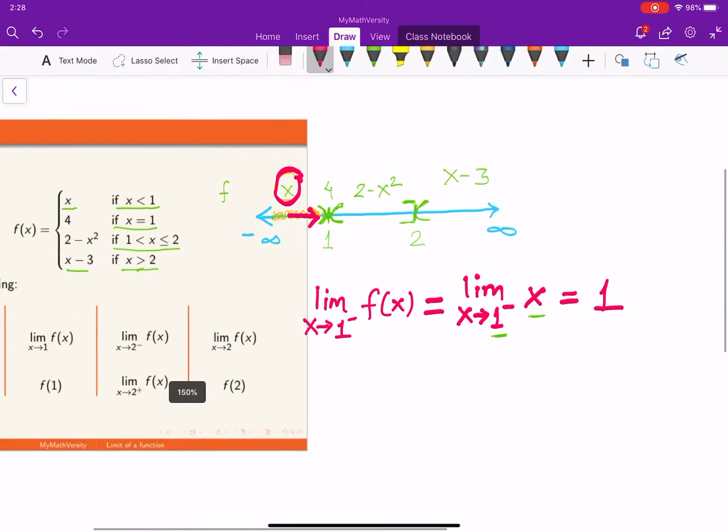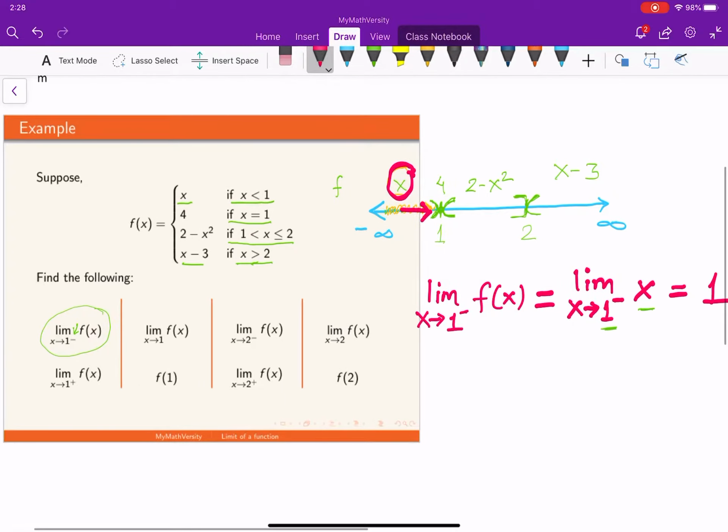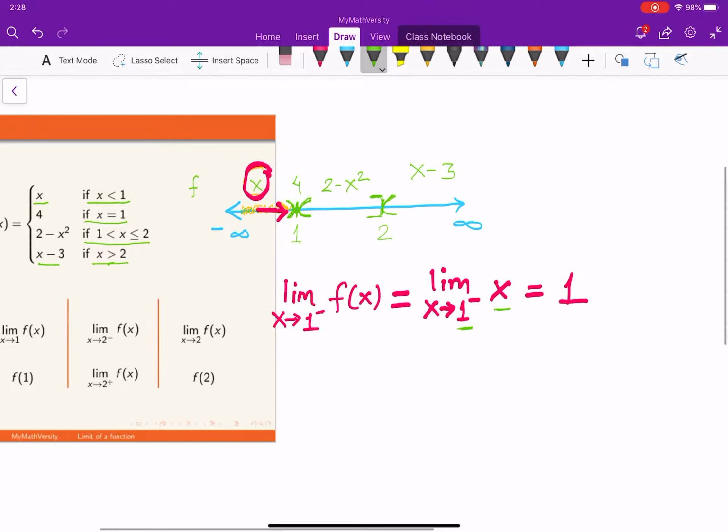Similarly, the next problem is to find the limit of this function at 1 from the right side. So let's work on that one. Our goal is to find the limit of the function f of x at 1 from the right side. So you need to see how the function is defined on the right side of 1. This is 1 over here. Let's go closer and closer to 1 from the right side.